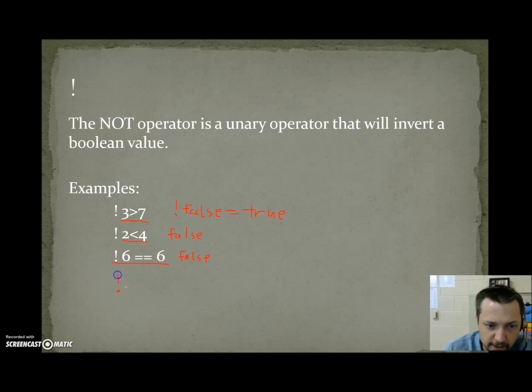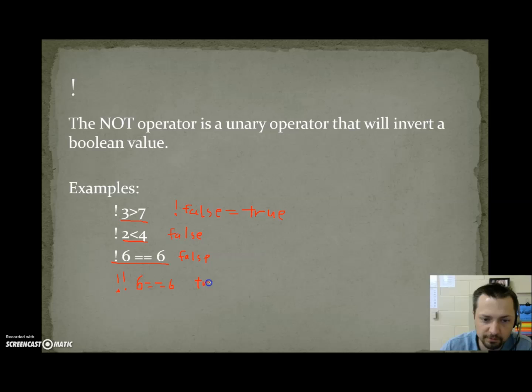But let's say we had not not 6 equals 6. 6 equals 6 is true. The opposite of that is false. The opposite of false is true. This would result in true.